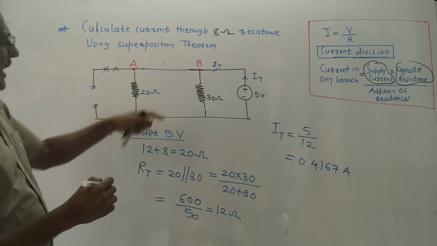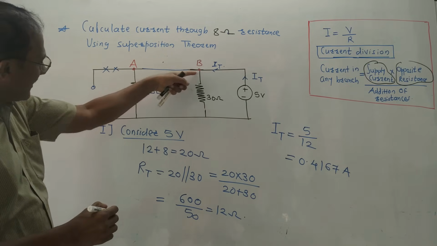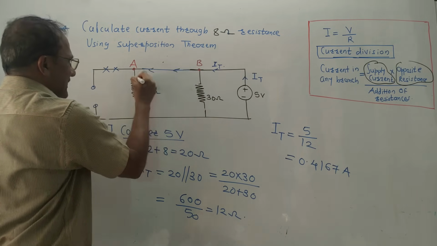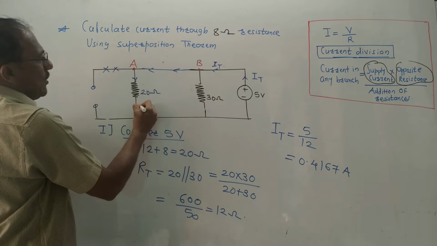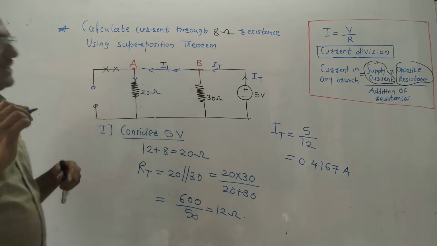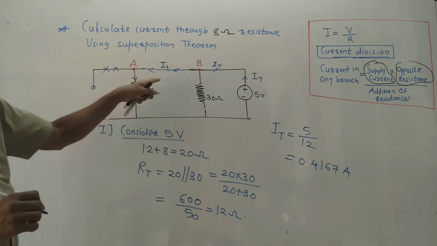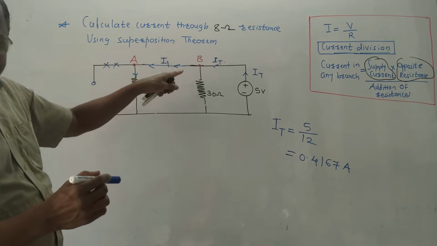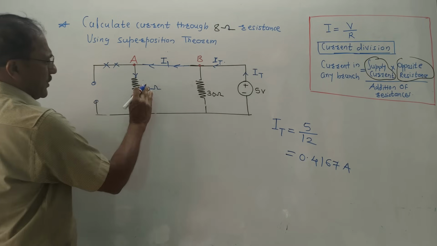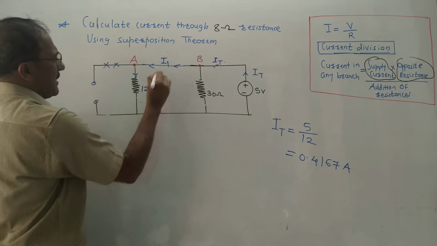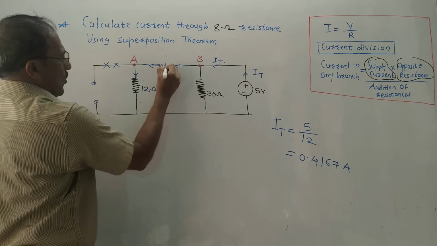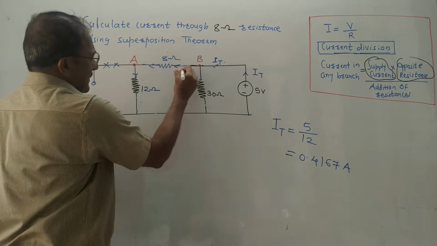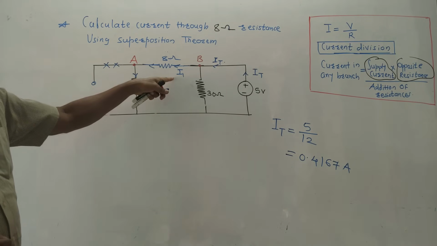What am I interested in? I am interested in calculating current through this branch AB. Due to open circuit, whatever current is passing through this, same current will flow through this 20 ohm. I will denote this current by I1, simply because this is the current of stage 1. Or to avoid confusion, you may redraw the original circuit. This resistance was 12 ohm and this was 8 ohm. Now consider like this. Suppose this current which is flowing through 8 ohm is I1. It is denoted by I1.